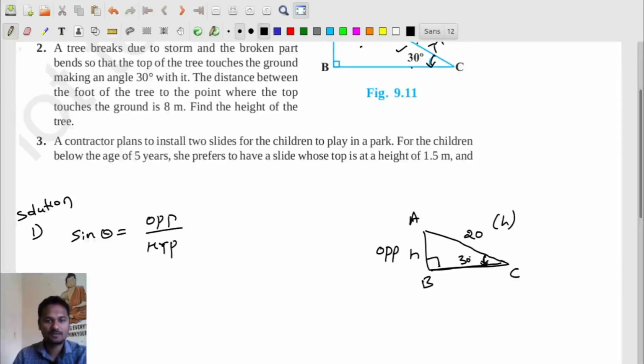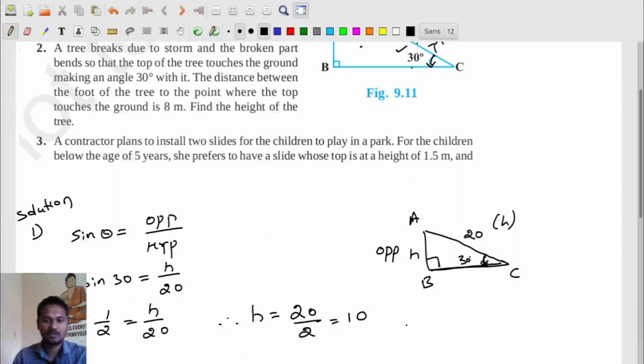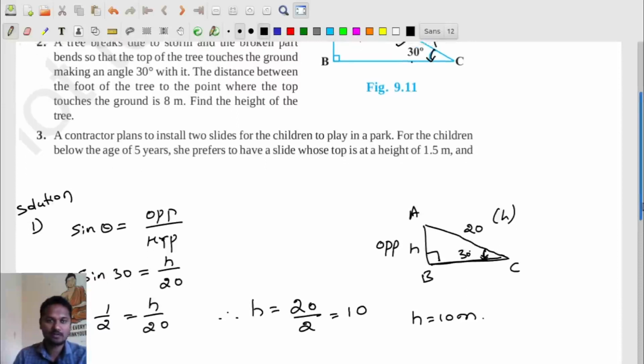So here theta is 30 degree, so sine 30 is equal to opposite, that is h, and then hypotenuse, that is 20, right? And what is sine 30? Sine 30 is 1 by 2 and h divided by 20, right? So if you just cross multiply, you will get h is equal to 20 divided by 2, which is equal to 10. So the height of the pole h is equal to 10 meters, right? So this is the solution for your first question.